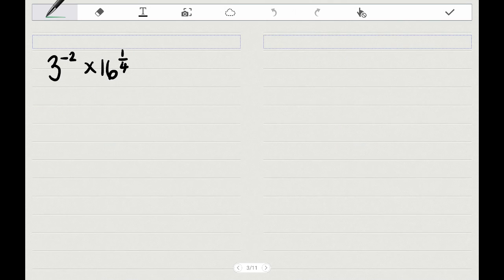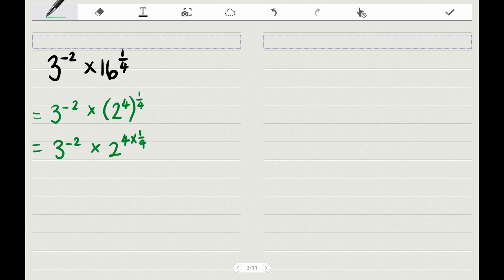Okay, so once again, prime bases first, and then we proceed with the laws. So 3 is a prime number, so we can write it as is. 16 we can write as 2 to the power of 4. It's to the power of a quarter. Okay. So this 3 minus 2, first let's get rid of these brackets. When raising to a power, we multiply the exponents. So that's 4 times a quarter. So we have 3 to the power of minus 2, and 4 times a quarter is just 1. So that will just become 1.